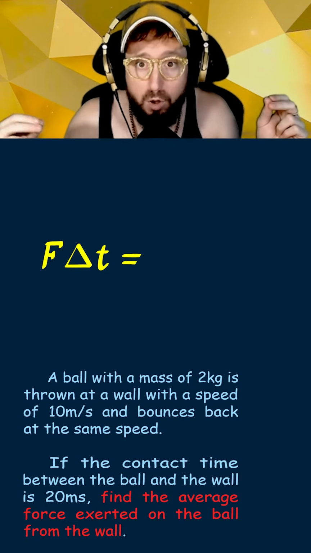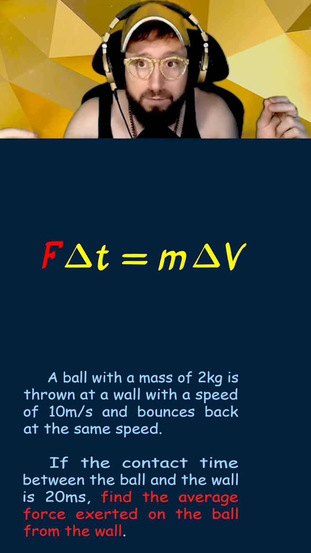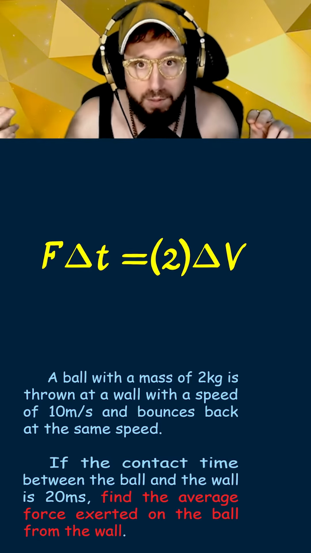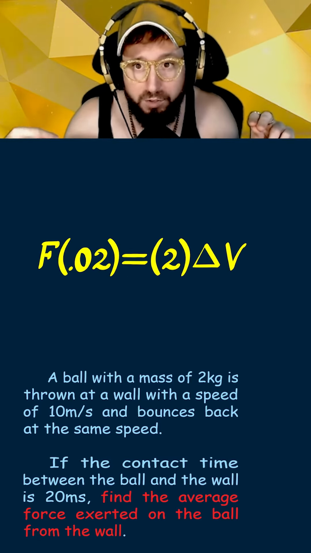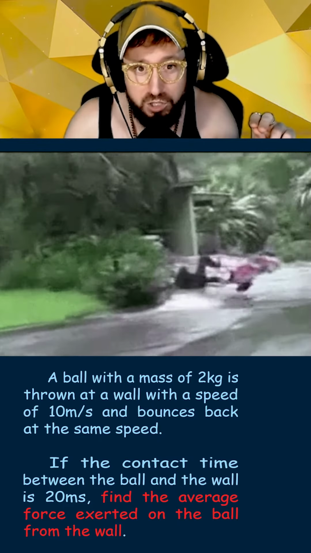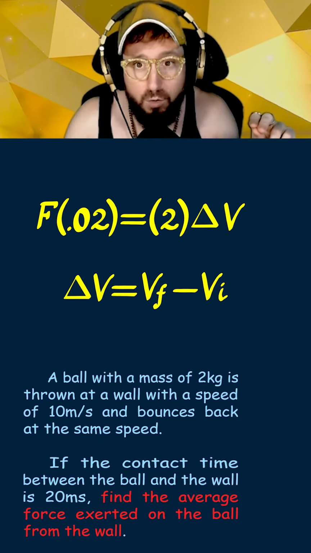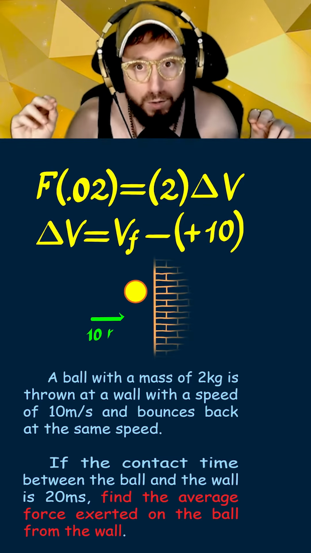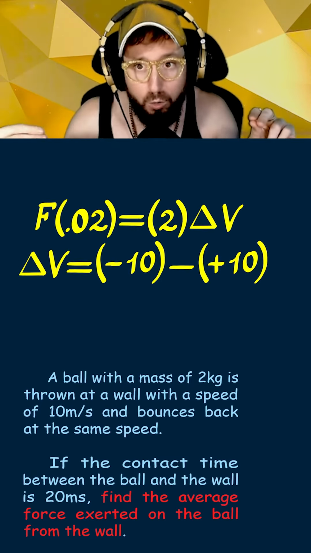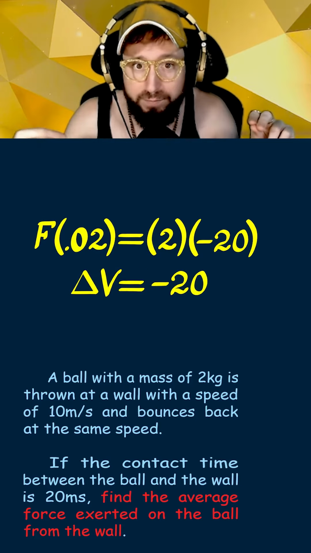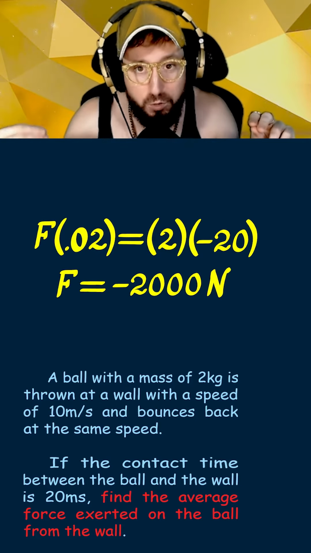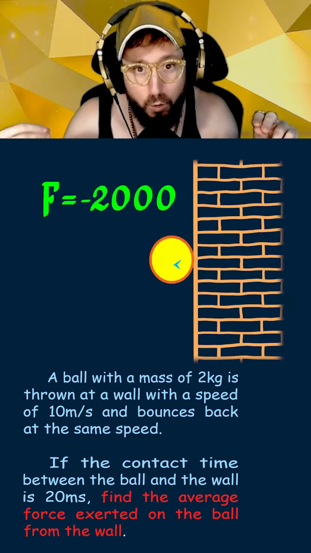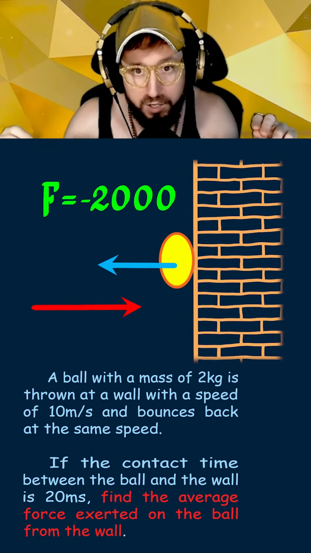Here we can use our impulse formula to solve for the average force, F, by plugging in 2 for the mass and 20 milliseconds or 0.02 seconds for delta t, since that's the duration of the collision. However, when determining delta v, we need to be careful and remember that since the velocity goes from a positive 10 to a negative 10 meters per second, the total change in velocity is actually negative 20. This gives us F equals negative 2,000 newtons, which makes sense because the force from the wall is opposite to the original direction of the ball.